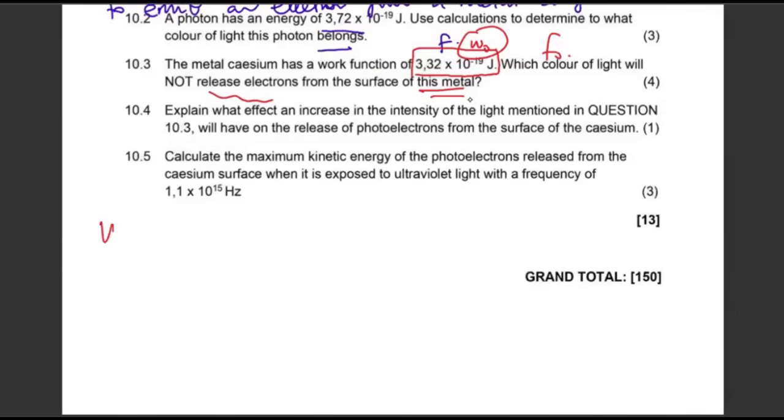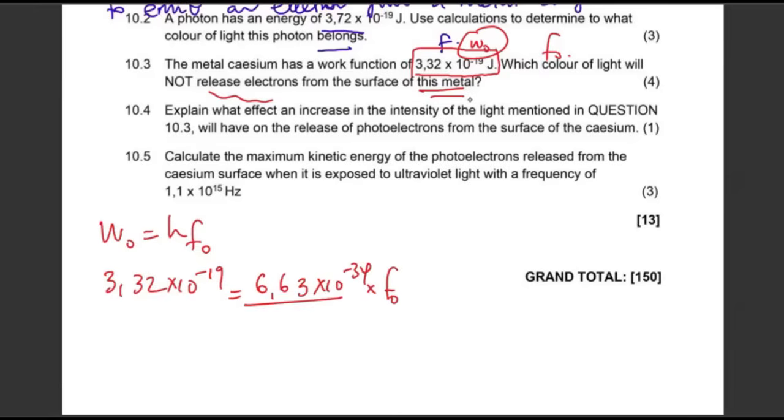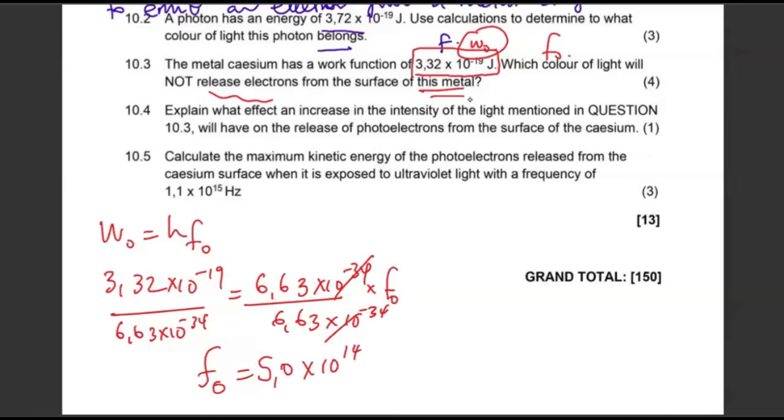So come down and say that W naught is equal to h f naught. So 3,32 times 10 to the negative 19 is equal to 6,63 times 10 to the negative 34 times the minimum frequency. Do the needful and divide both sides by 6,63 times 10 to the negative 34. This cancels that. So our threshold is 5 times 10 to the 14. Now, if this is the minimum, anything that is above 5,0 is fine, is perfect.